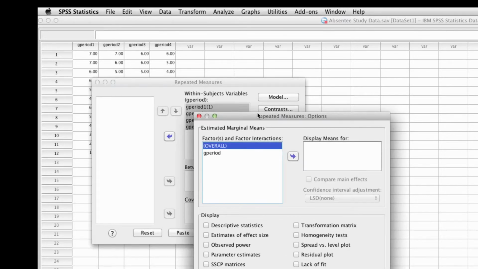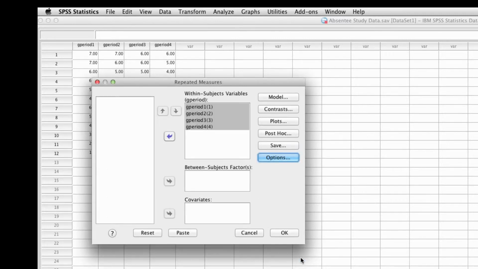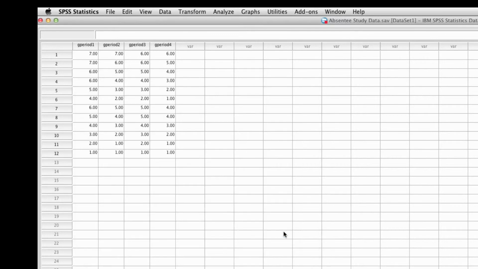So then we click on options. I like to put grading period in the display means area, and then the overall, which gives us our grand mean. Descriptive statistics, estimates of effect size, observed power, and homogeneity tests. These are the things that we typically add for any of our analysis. And then we go continue, and then OK.